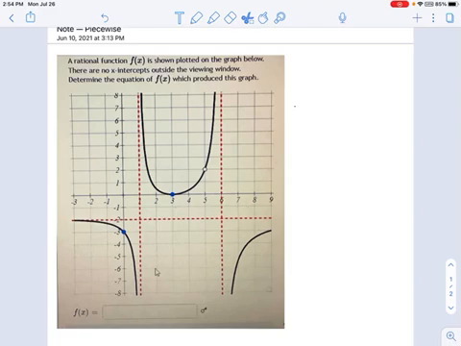This is an interesting graphing problem in which we're asked to find the function which produced the graph. And we've done this before, right? This is not the first time we've done one of these style problems. However, there is something that's new about this one. Do you see this point right here?